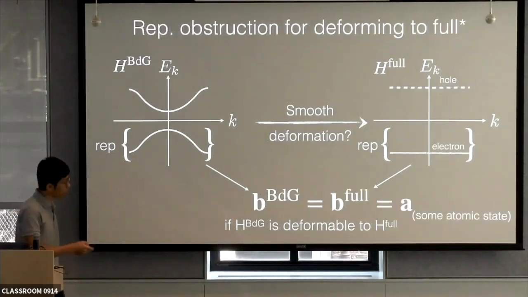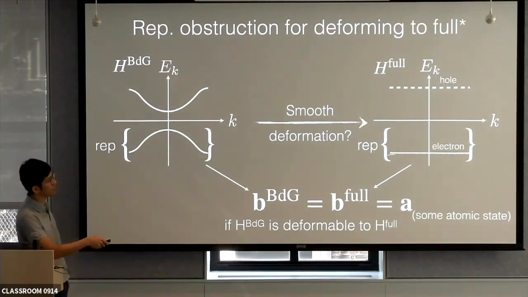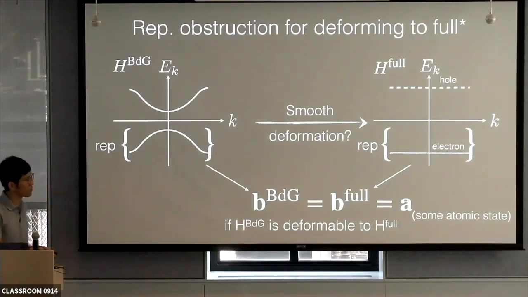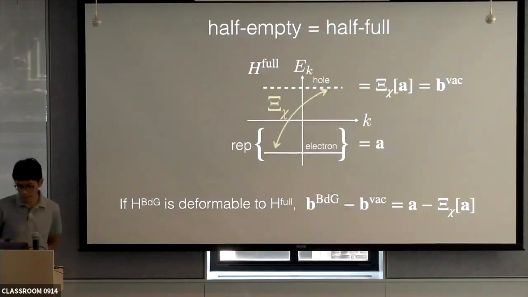And recall that we also need to check the possibility to deform to a fully filled state. So here it's basically the same picture, except that we replace the right-hand side by the electron band being below zero energy. Again, it's only possible to deform to the fully filled state if the representations match up. And because of the funniness about defining a full state, more generally we'll just think of this as some possible atomic insulator in the same symmetry setting.